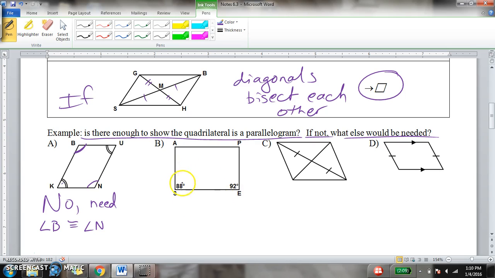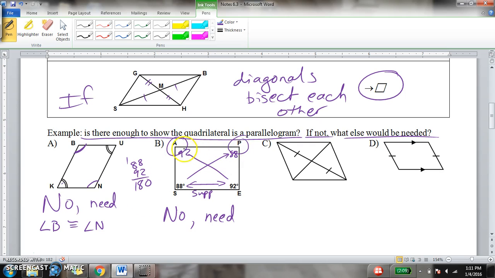In this next one, we've got 88 and 92 next to each other. So if I add up 88 and 92, I do get 180, so these 2 angles are supplementary. However, we know nothing about these 2 angles up here. So this one doesn't work either. We would need to know one of these 2 angles, because if we had these 2 angles, so opposite angles need to be congruent. So this one would need to be 88. This one would need to be 92.